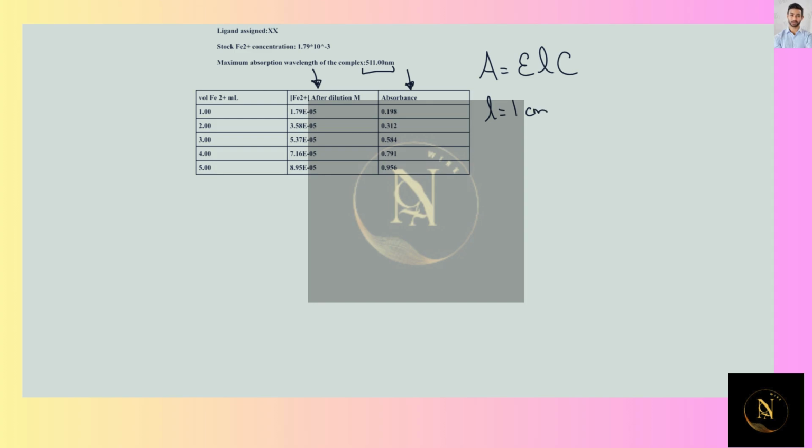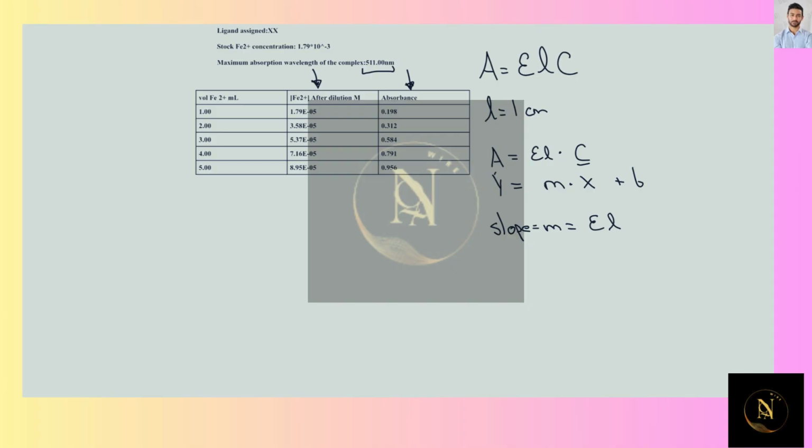So if we plot A as the y function equal to epsilon L times C, what we're going to see is that in our equation, the value for B should ideally be 0, but we're going to see what happens in the experimental setup. What we can relate is that a linear fit between absorbance and the concentration is going to give us that the slope, which is m, would be equal to epsilon times L.